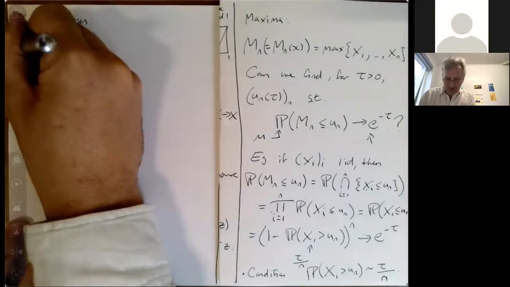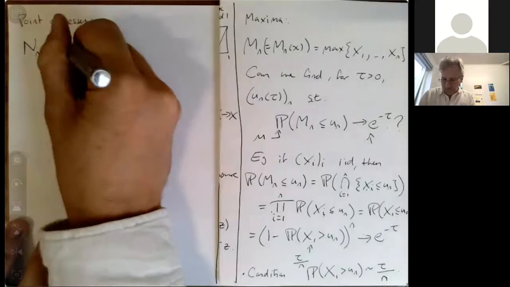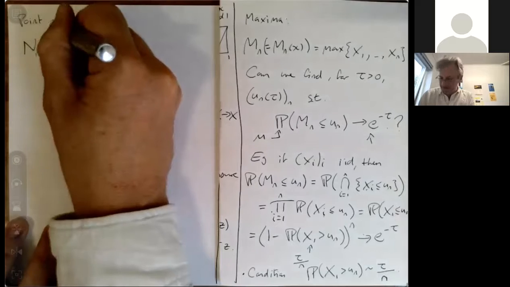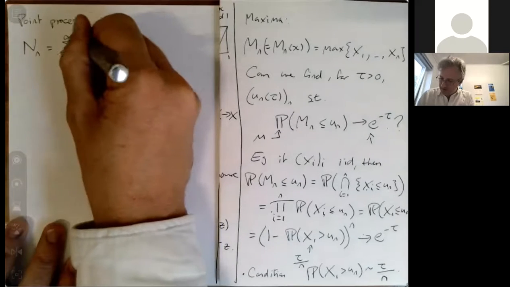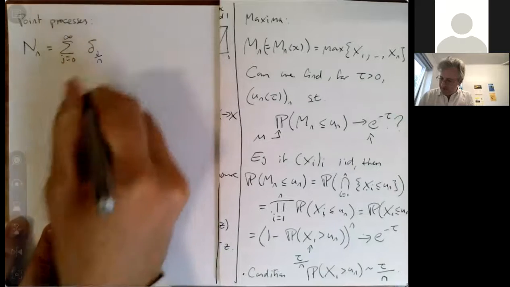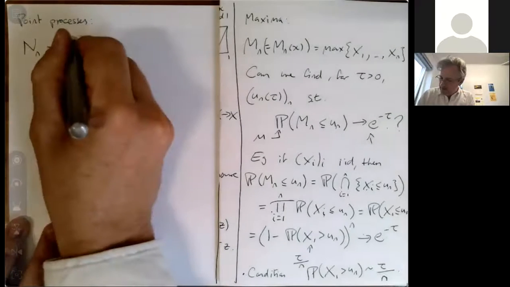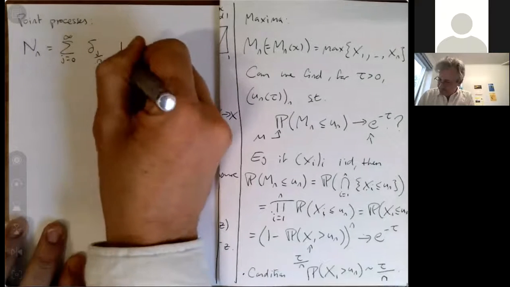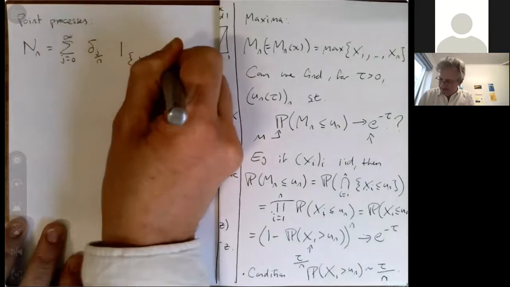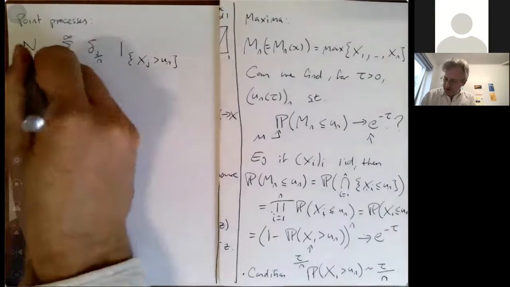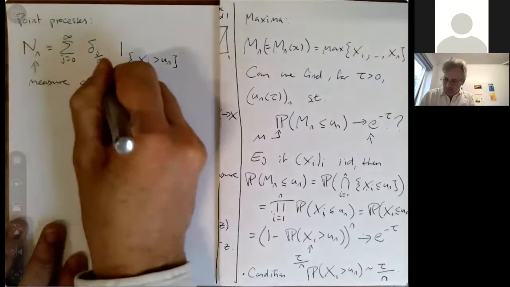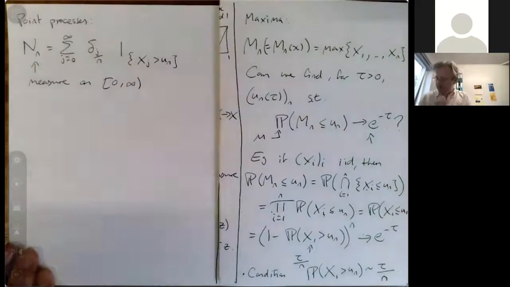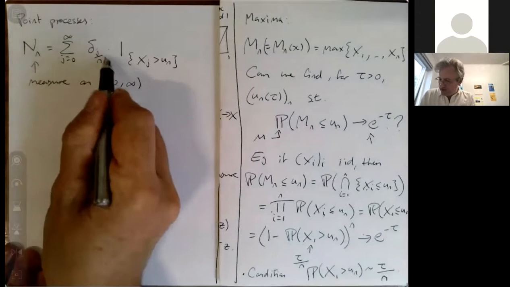So firstly, I'm going to convert this problem into counting the number of times I exceed my threshold un. So the way I'm going to do that is I'm going to look at my first, well, I write it like that, but really you should think about this going between 1 and n, and then you extend it. Anyway, what am I doing here? So this is a measure on the half line. Let me explain what that means. So this is a Dirac mass at the point j over n.